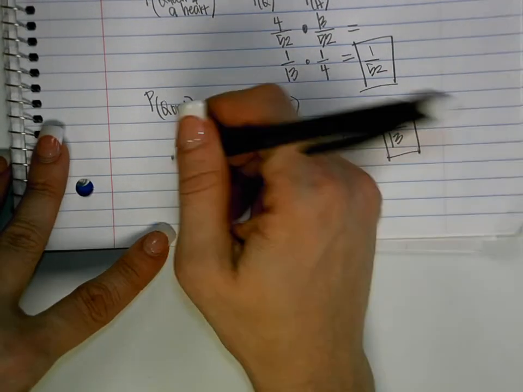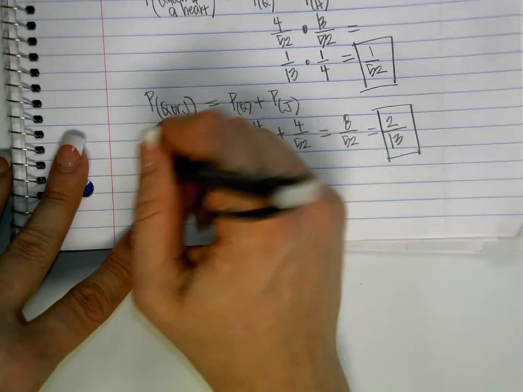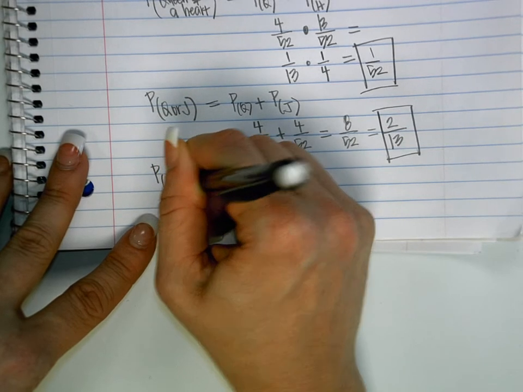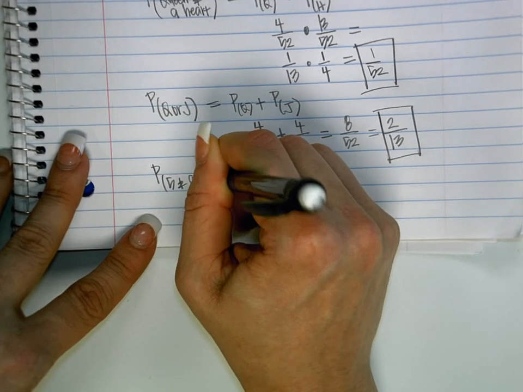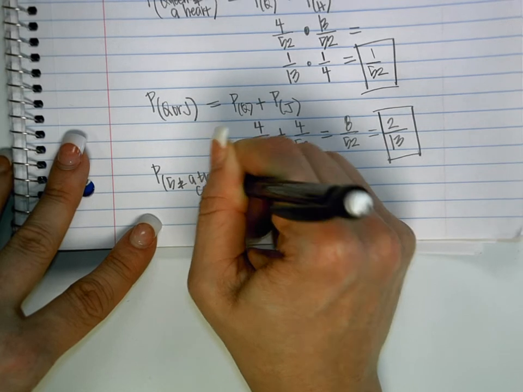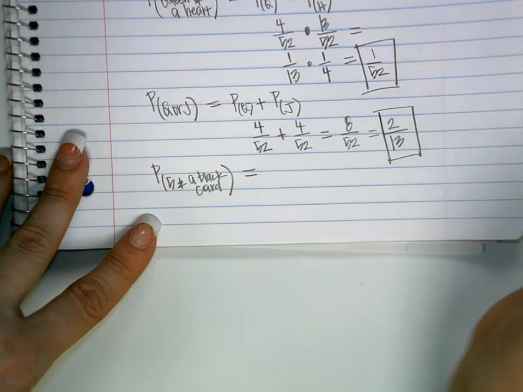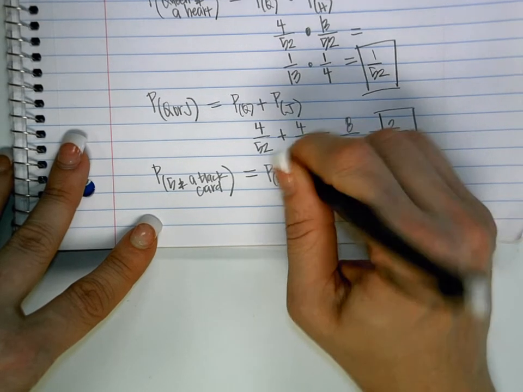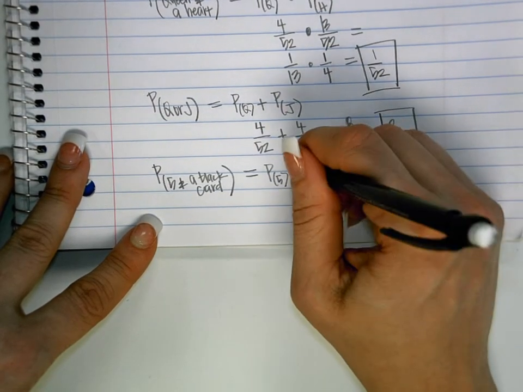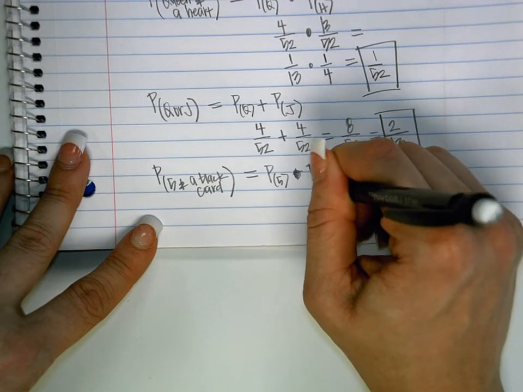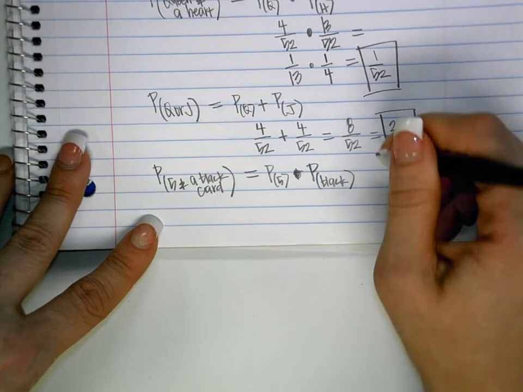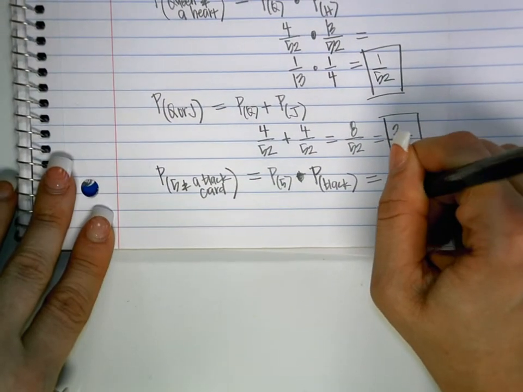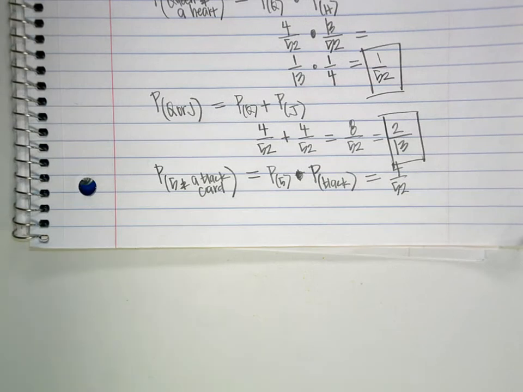Almost done, guys. Okay, 2 more. I want you to find the probability of being a 5 and a black card. Probability of being a 5 and a black card. And means what? Add or multiply? Multiply. So what's the probability of being a 5? 4 out of 52. Multiplied by how many black cards are there? 26 out of 52.